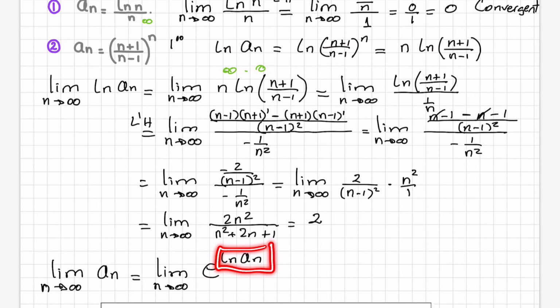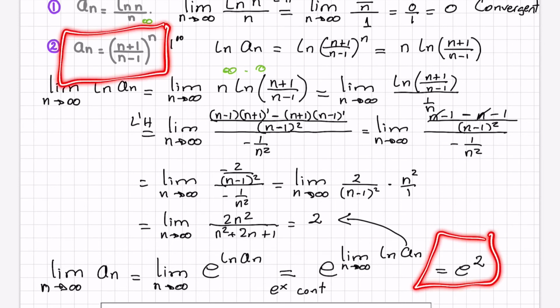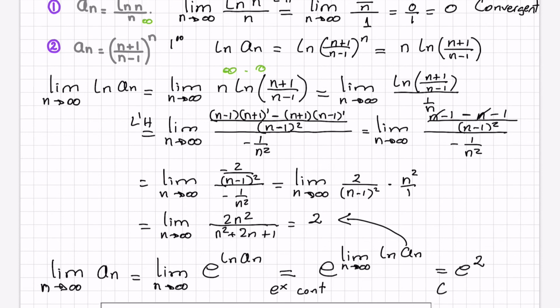And this limit we already know by the previous theorem. Because e to the x is continuous, we can take e to the limit as n approaches infinity of ln of an. And we found that this is 2. So that's e to the second power. And we found the limit of this thing is e squared. So it is convergent. A little long, but doable. I think it's nice. Just have to recall that.